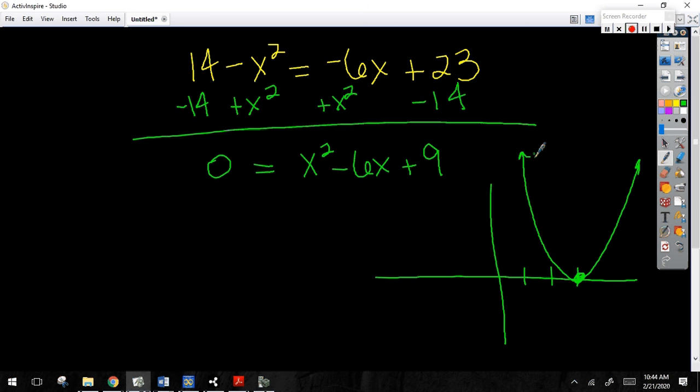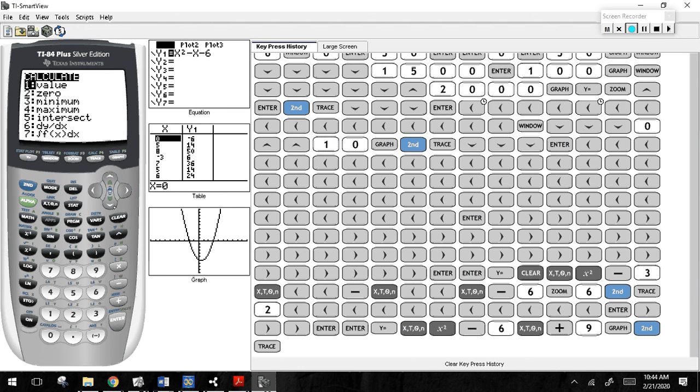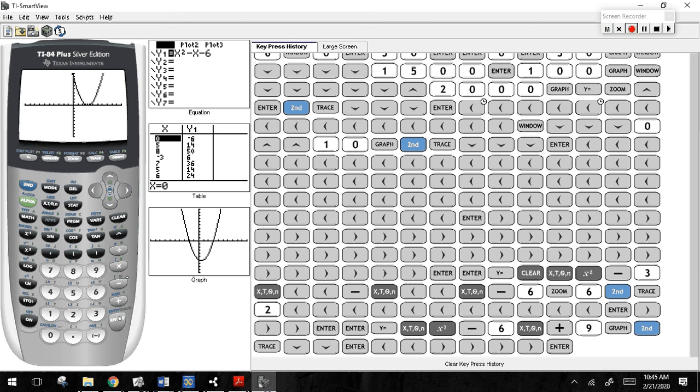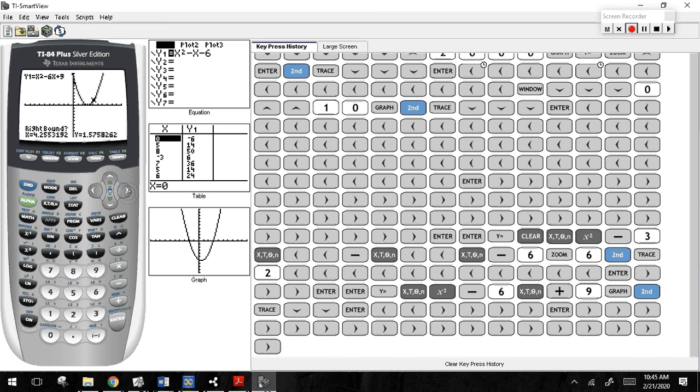Y'all stay with me, okay? This one we had to calculate by doing the minimum because the way your calculator finds zeros is it doesn't find 0. It finds where it changes from positive to negative or negative to positive. This one never goes negative, so it can't find a sign change there. So instead we're going to calculate minimum. We're going to go left bound, then right bound, hit enter, and we get 3.